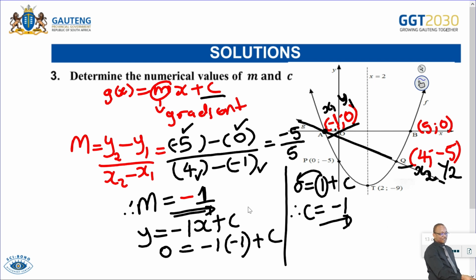So that's how you determine the numerical values of m and c. For us to get m, we use gradient, then we substitute it where there is m. Then from there, we're looking for one point. Either you can take Q or A. You substitute where there is x and y to get the value of what? Of c. That's how you interpret this type of a function.